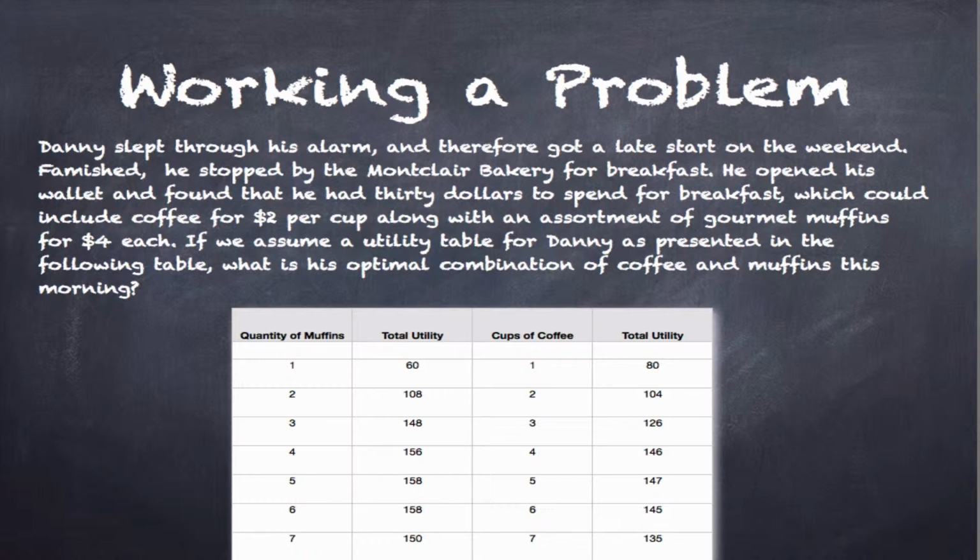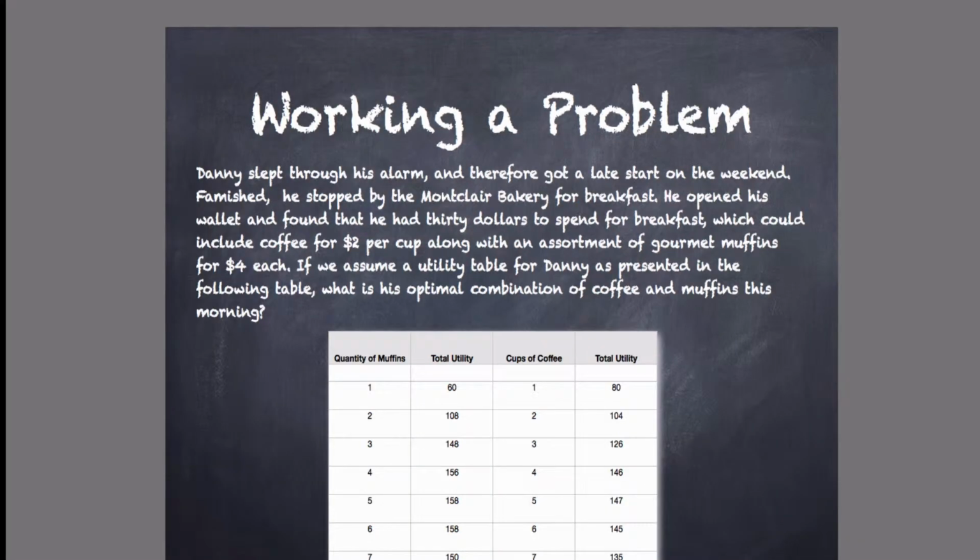Now, we're presented with a table below in the problem that shows that whenever Danny has a particular product, it brings him some measure of utility or satisfaction. We see a table presented showing the number of muffins that he could consume, the number of cups of coffee he could consume, and the total utility attached to the consumption of those products.